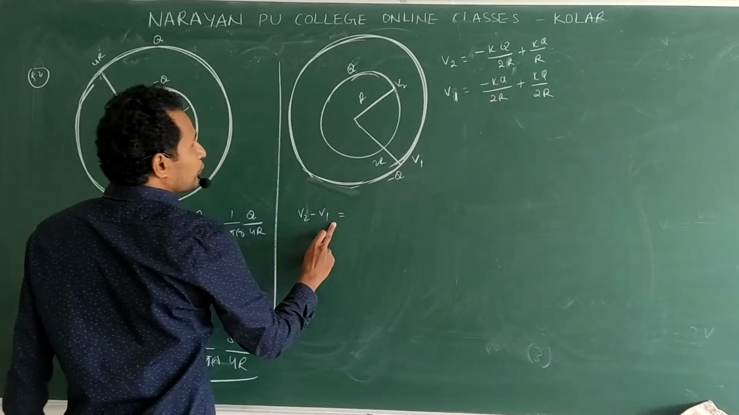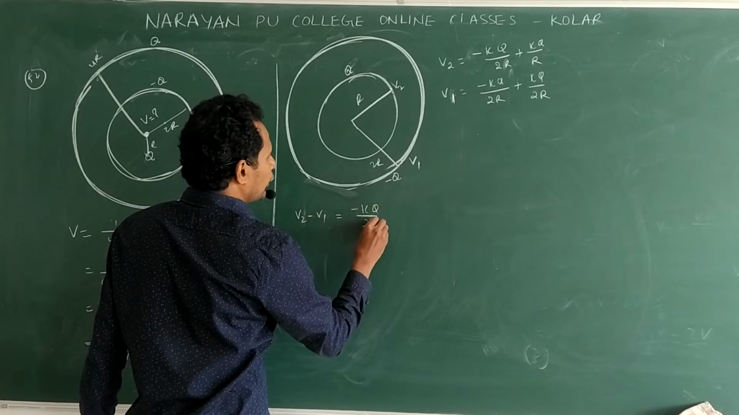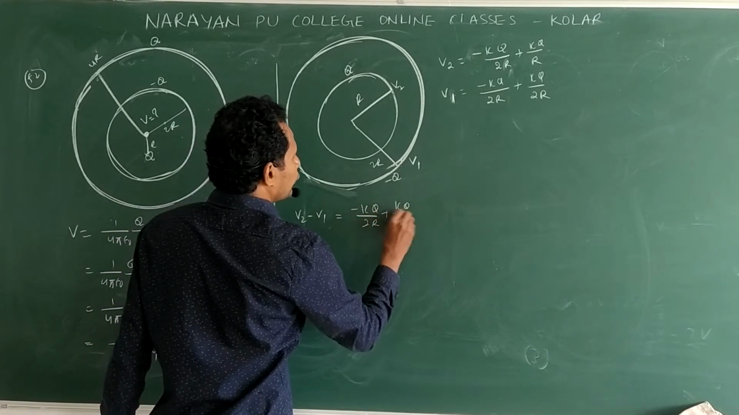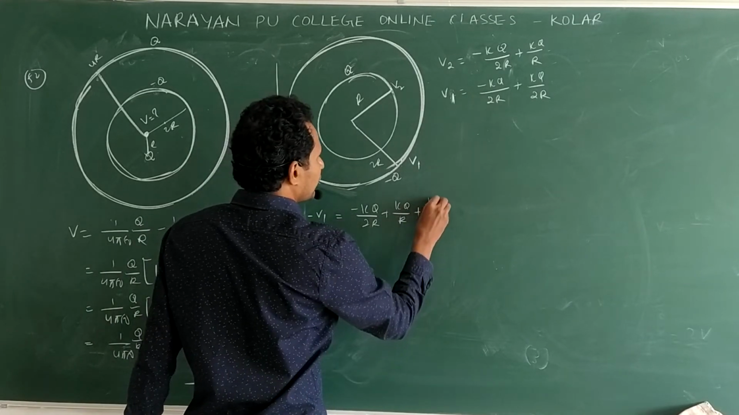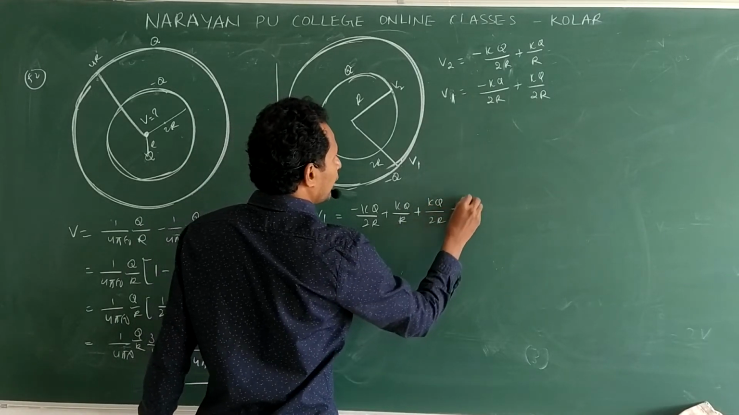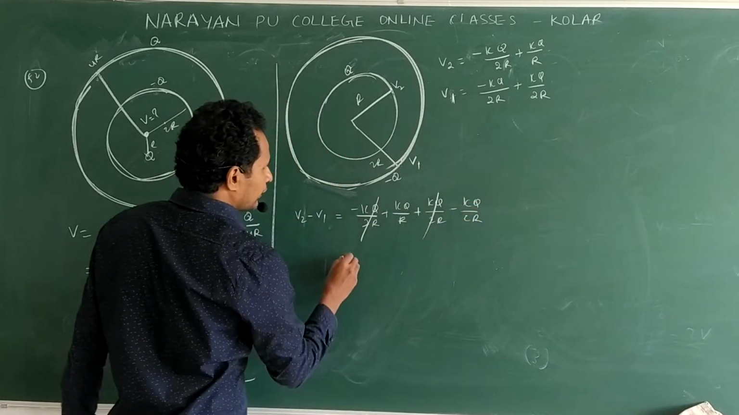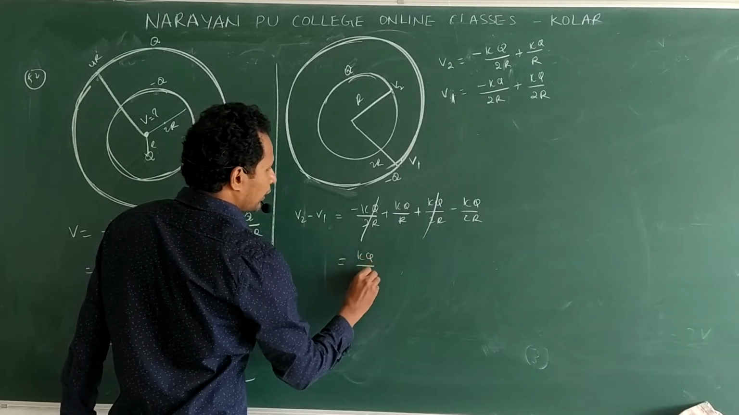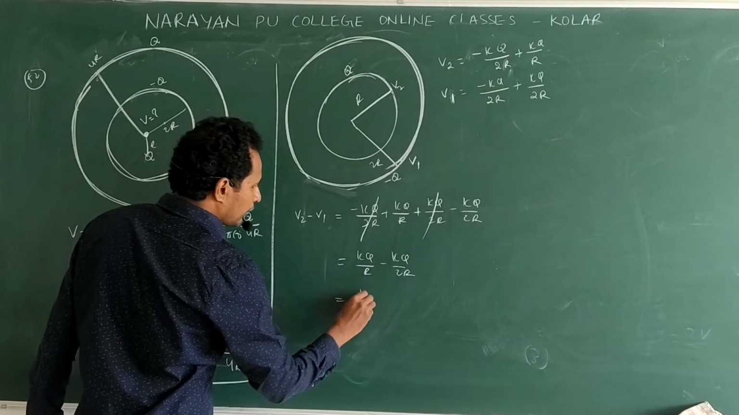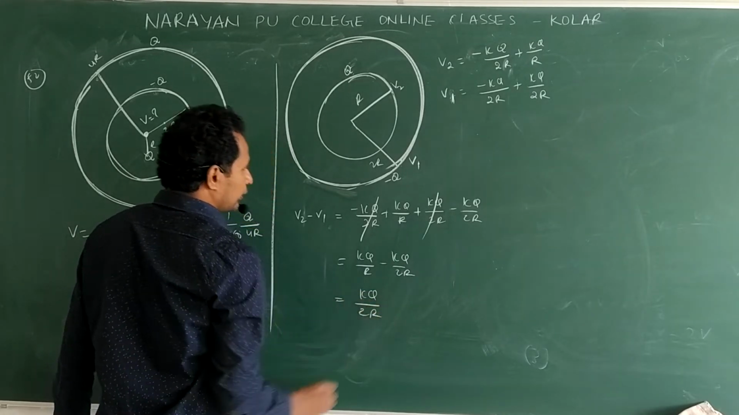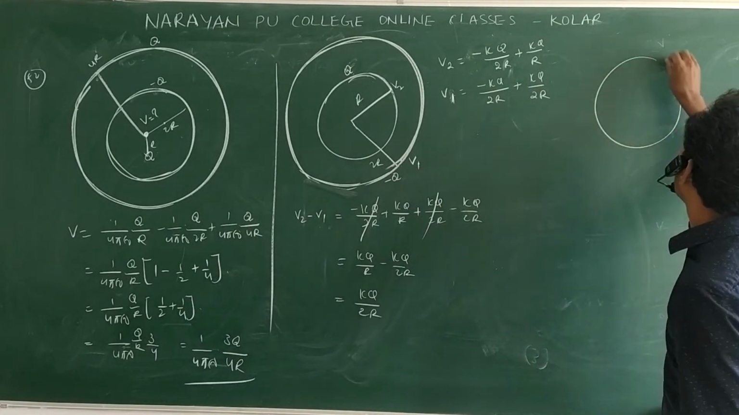Now V2 minus V1. Here V2 is minus KQ by 2R plus KQ by R. Minus of minus, this will be plus KQ by 2R minus KQ by 2R. These two will be cancelled. KQ by R minus KQ by 2R. This will be KQ by 2R. This is initial. Next, what did they do?